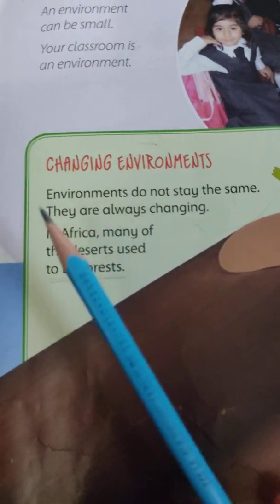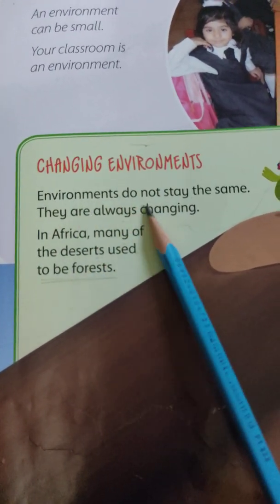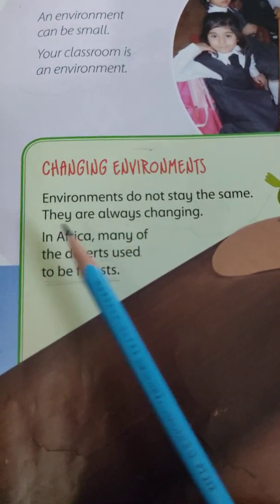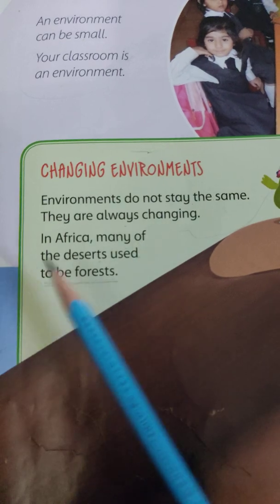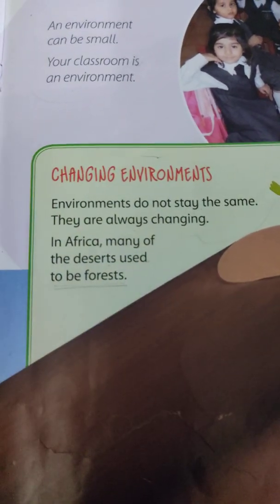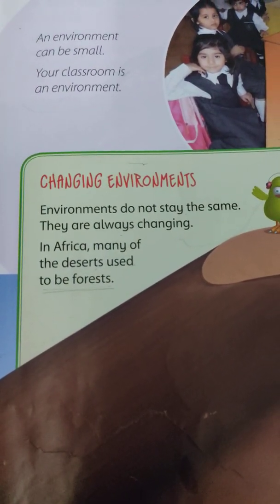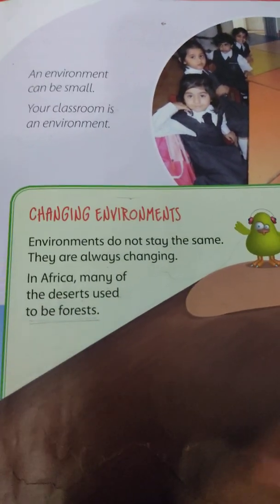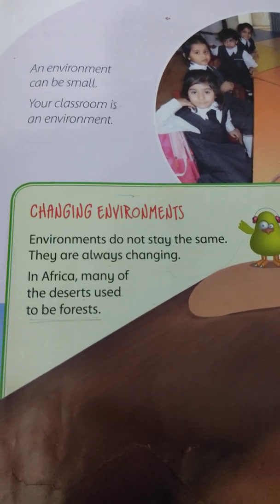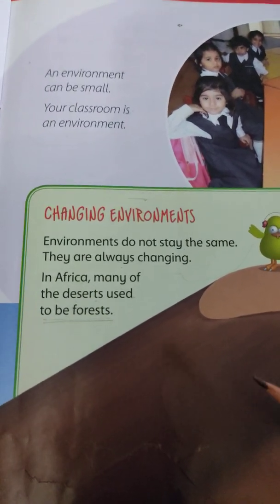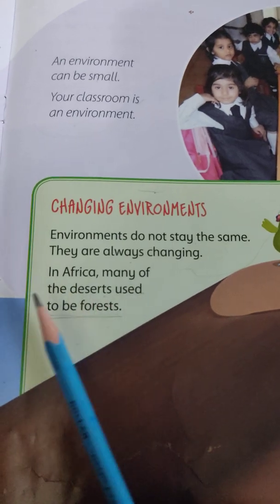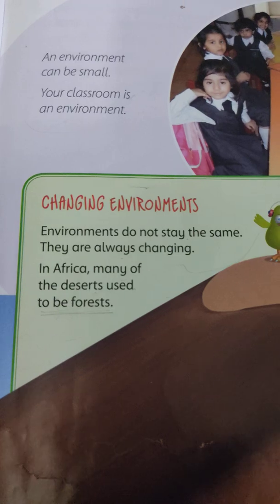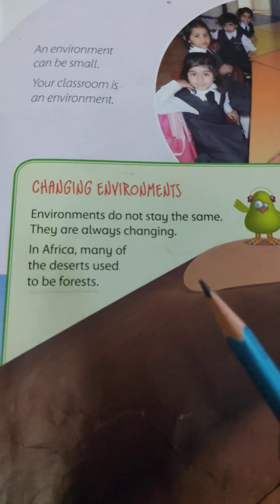Changing environments. Environments do not stay the same. They are always changing. In Africa, many of the deserts used to be forest. Environments do not stay the same, they will change. Globally, environmental change includes climate change, freshwater storage, disaster, etc. For example, in Africa, many of the deserts used to be forest. With the passage of time, the forest became desert.